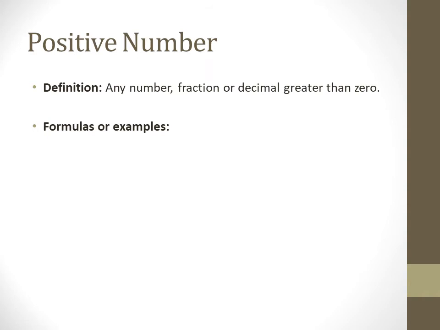Now, thinking about the positive component of that, a positive number is any number, fraction, or decimal greater than 0. So again, this does not have to be a whole number. This can be a fraction, like it says. So we can include numbers like 23.5, 6, or 2/5.